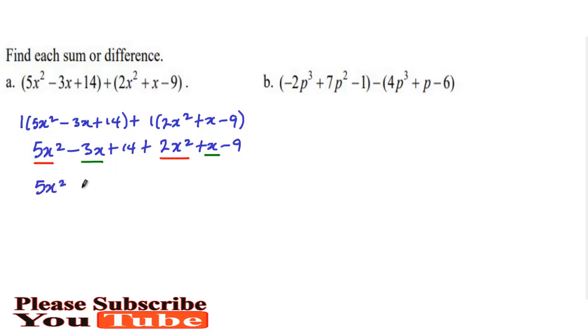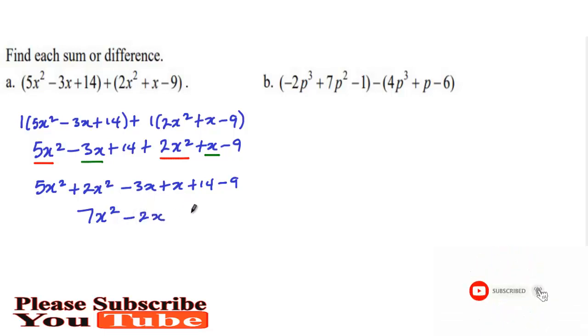So we can write it as 5x squared plus 2x squared, then minus 3x plus x, then plus 14 minus 9. So 5x squared plus 2x squared will give us 7x squared. Minus 3x plus x will give us minus 2x. Then 14 minus 9 will give us plus 5. So this is the simplified form of this algebraic expression. That is for A. Then let's go to B.